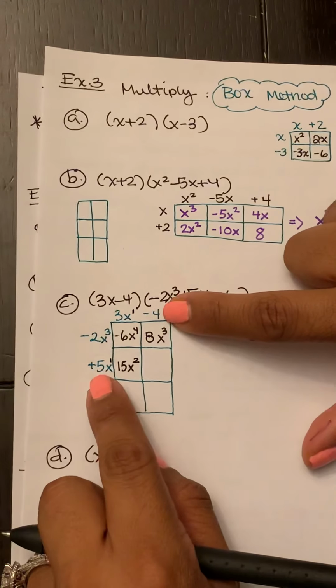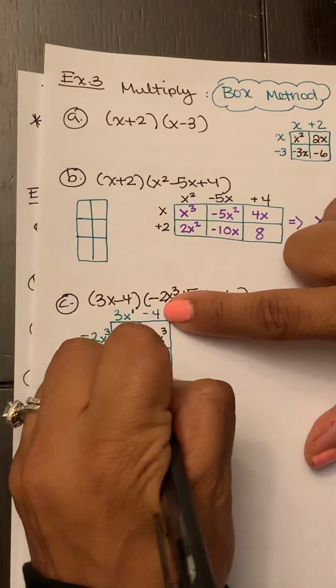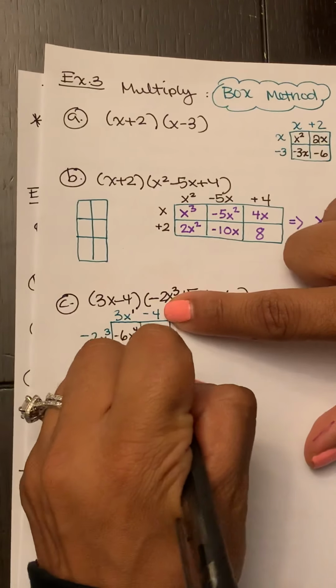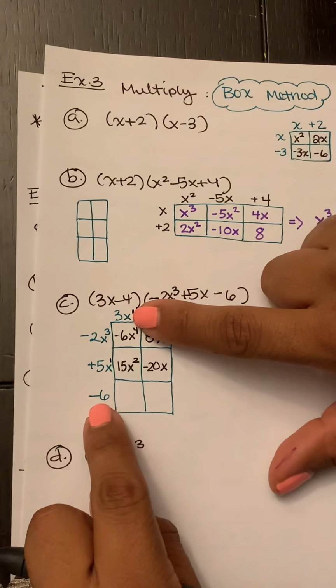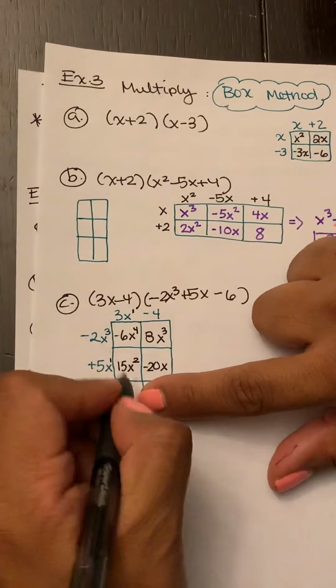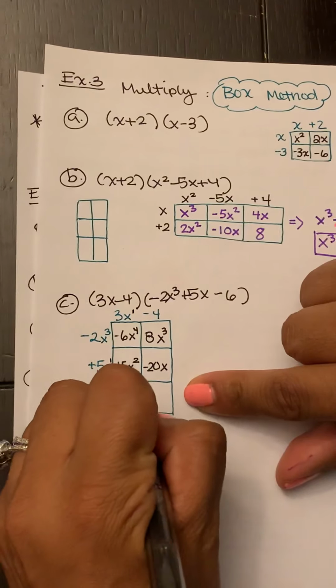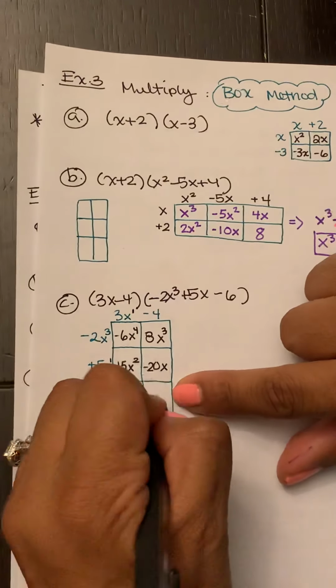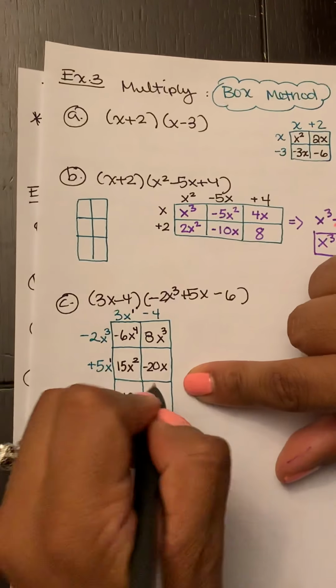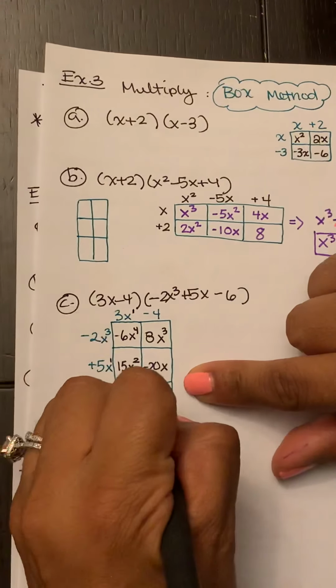Here, just going to multiply. 5 times a negative 4 is negative 20x. Okay, down here we have a negative 6 and a positive 3. Let's go ahead and multiply these. Negative 18x. Here we have a negative 6 and negative 4. Double negative is positive. Makes it a positive. 6 and 4 is 24.